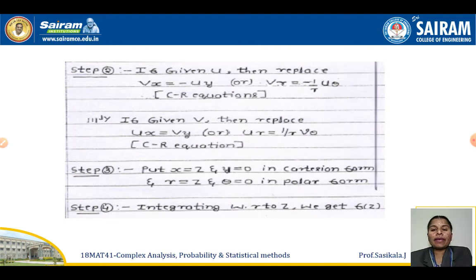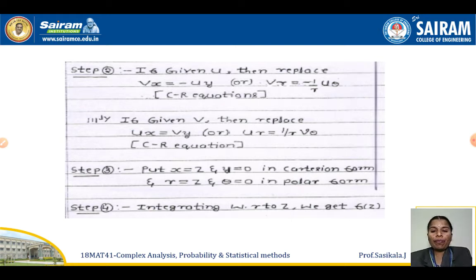What is the next step? If u is given, then replace vx equal to minus uy, because we have only ux and uy. In the f dash equation we are going to replace it: vx equal to minus uy, or v r equal to minus 1 by r u theta. Suppose v is given, then we replace in terms of v, that is ux equal to vy, or u r equal to 1 by r v theta, which is nothing but the CR equation.